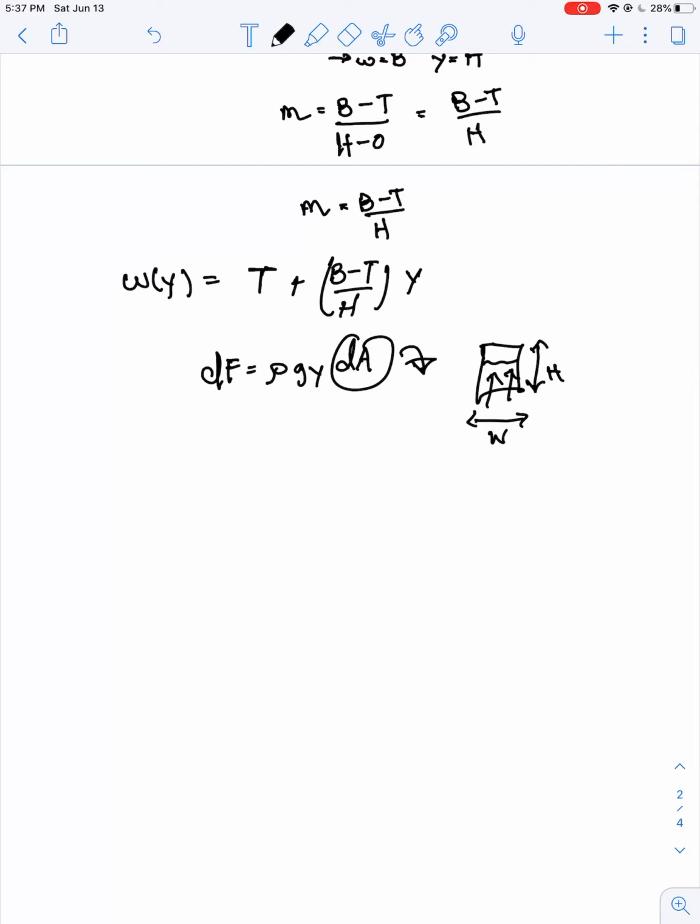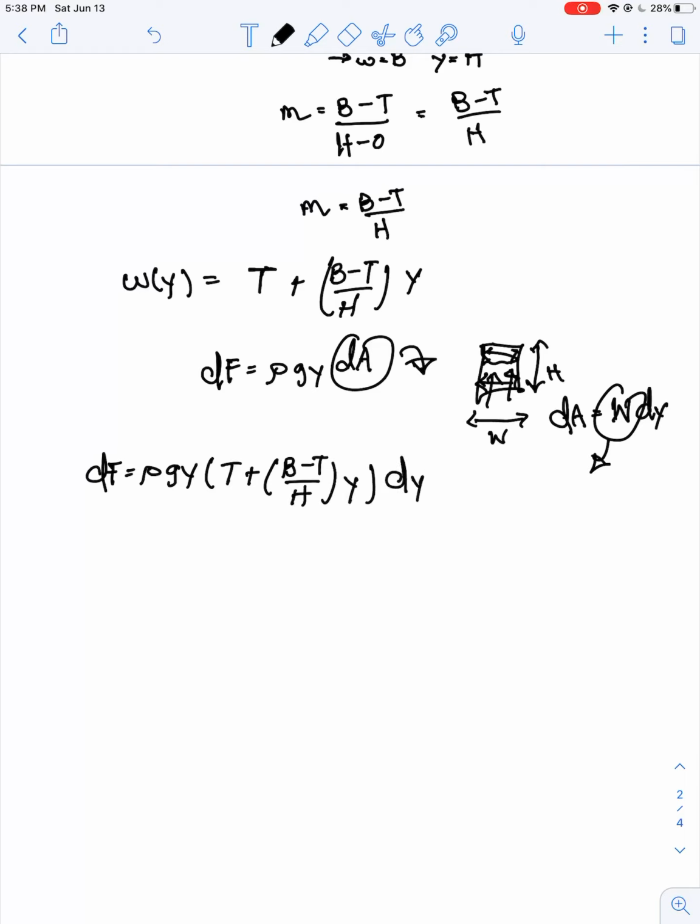Well, the pressure is still dependent on that changing y, but the width is constant throughout. The width here is the same as the width here, and so dA would be the width times dy. But in this case, our width is changing by the equation we derived right here. And so dF is equal to rho g y times (t + (b - t)/h y) dy.